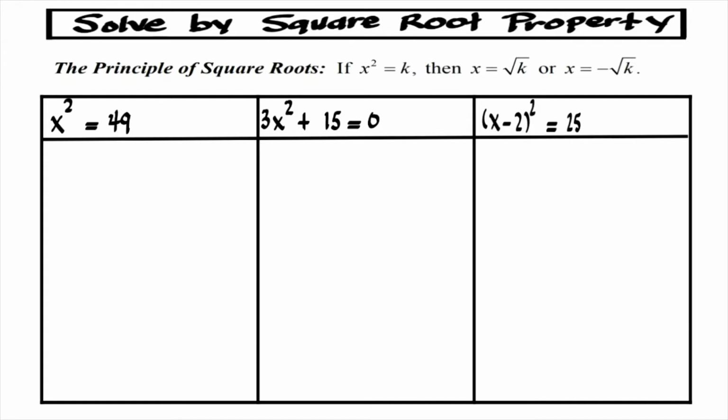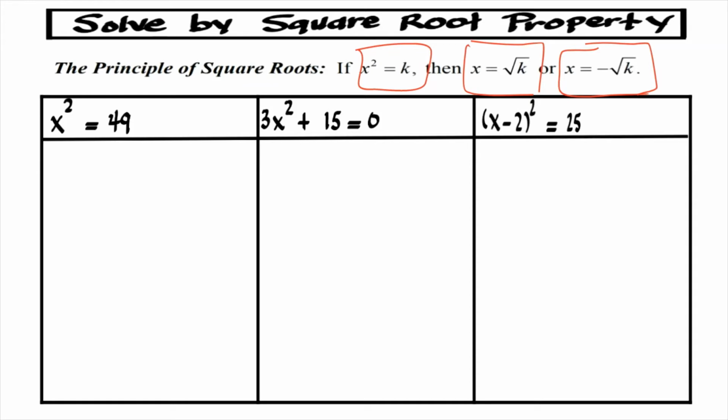The second property that I'm going to look at is my square root property. If you have x squared equal to k, then I can solve for x by taking the square root of both sides. If I want to solve for x squared and I'm looking for x, I need to take the square root of both sides of my equation. So then I have x is equal to square root of k, or x is equal to negative square root of k.